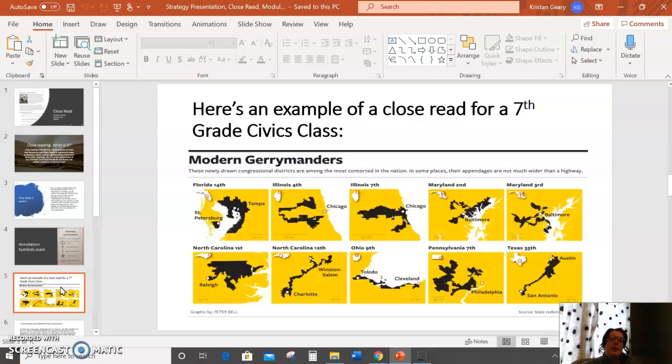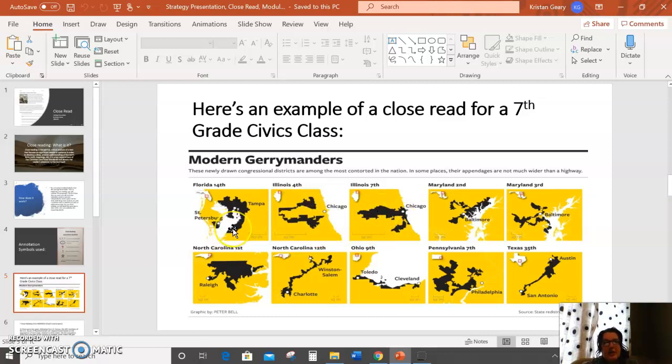So here's an example of a close read that I'll read through with you that is for 7th grade civics students, and it starts off with a map, and it shows students all these different places. Now students are going to know that this is a map because they see the states are labeled, but they're not necessarily going to know what these little lines look like, okay?